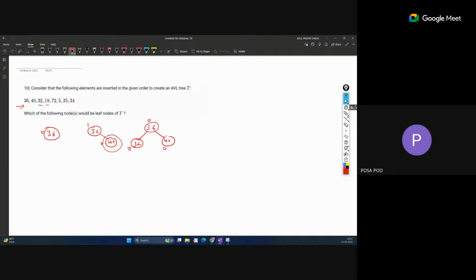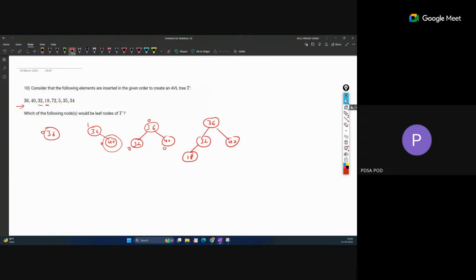Now next is 18. Okay, so 18, 36, and this is the original tree we have. So 18 is smaller than 36. We will always start comparison from the root node. Then, smaller than 36, we will move to the left side. The left child is available, so we will again compare. 18 is smaller than 32, so we have to move to the left side, and there is no child available. So we will add this 18.